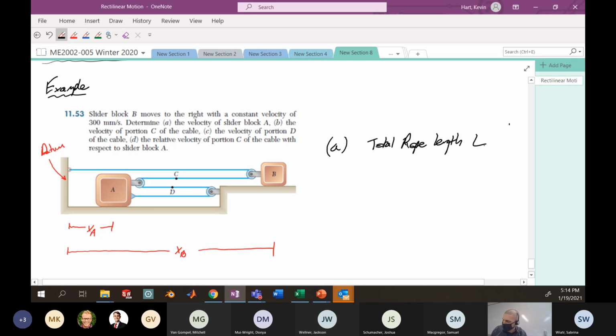Okay. Or you could call it whatever you want. I'm just going to call it L. Now, obviously this first bit of rope, I'm going to start from the datum here. This first bit of rope, pretty straightforward. That length of rope is just going to be the XB. This next bit of rope that contains point C here, that length of rope is XB minus XA. I think that's obvious from the image here.